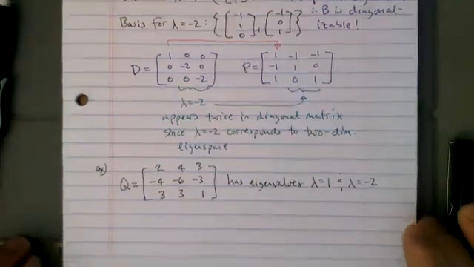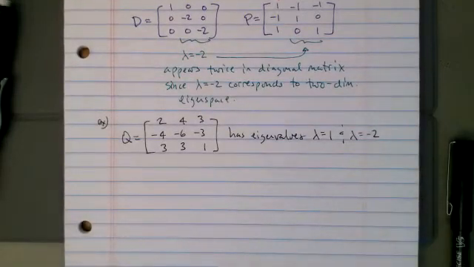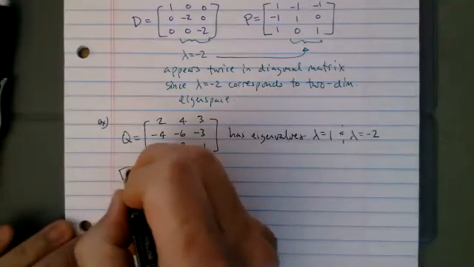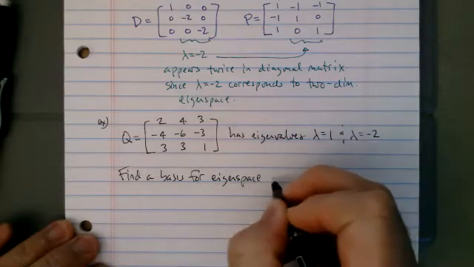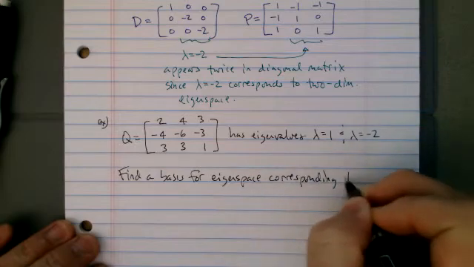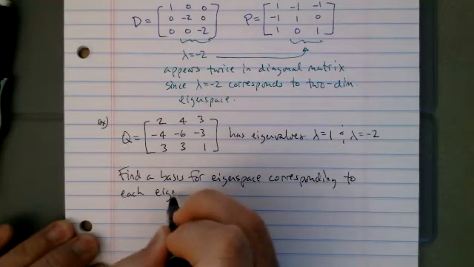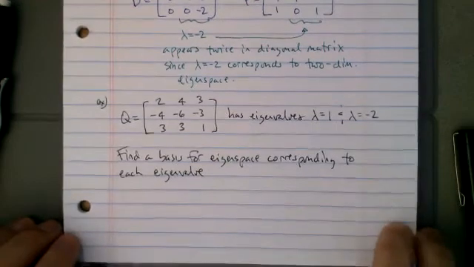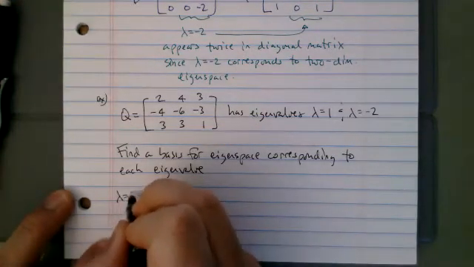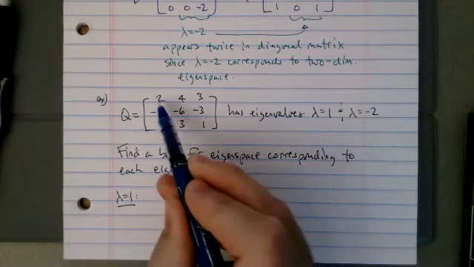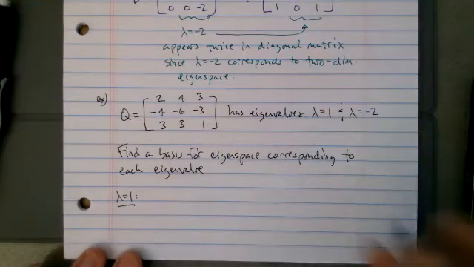So like I was saying yesterday, if I give you a 3 by 3 matrix and ask eigen questions about it, I will tell you what the eigenvalues are. So I've told you what the eigenvalues are. We need to find a basis for the eigenspace corresponding to each eigenvalue. I'm going to start with lambda equals 1. So I'm going to subtract 1 from the main diagonal.